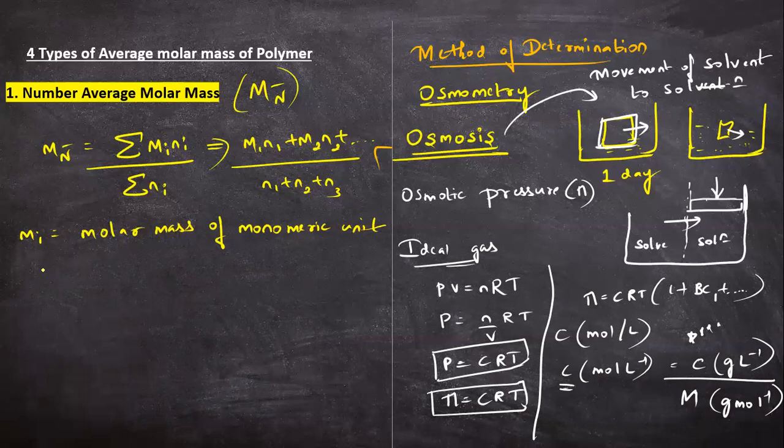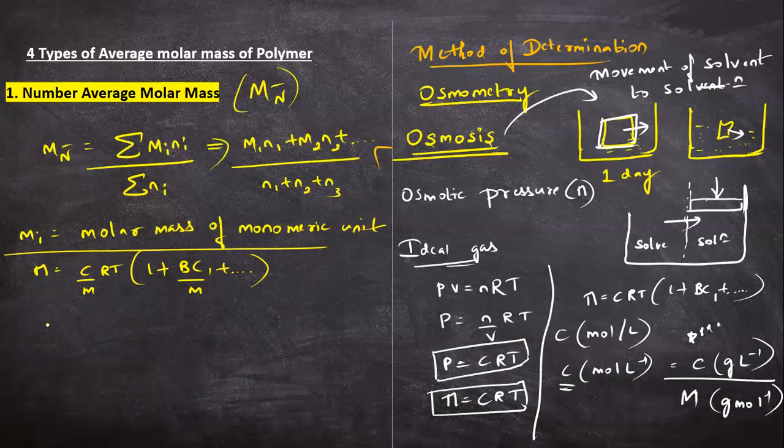So now pi is equal to, I'm taking C by M, RT (1 plus B C1 by M, and so on). And can you tell me the unit of this concentration now? It will definitely be gram per liter, that's why we are dividing it by M. So pi by C is equal to RT by M (1 plus B C1 by M, and so on). Just multiplying, RT by M plus RT B C1 by M square, which is equal to pi by C.